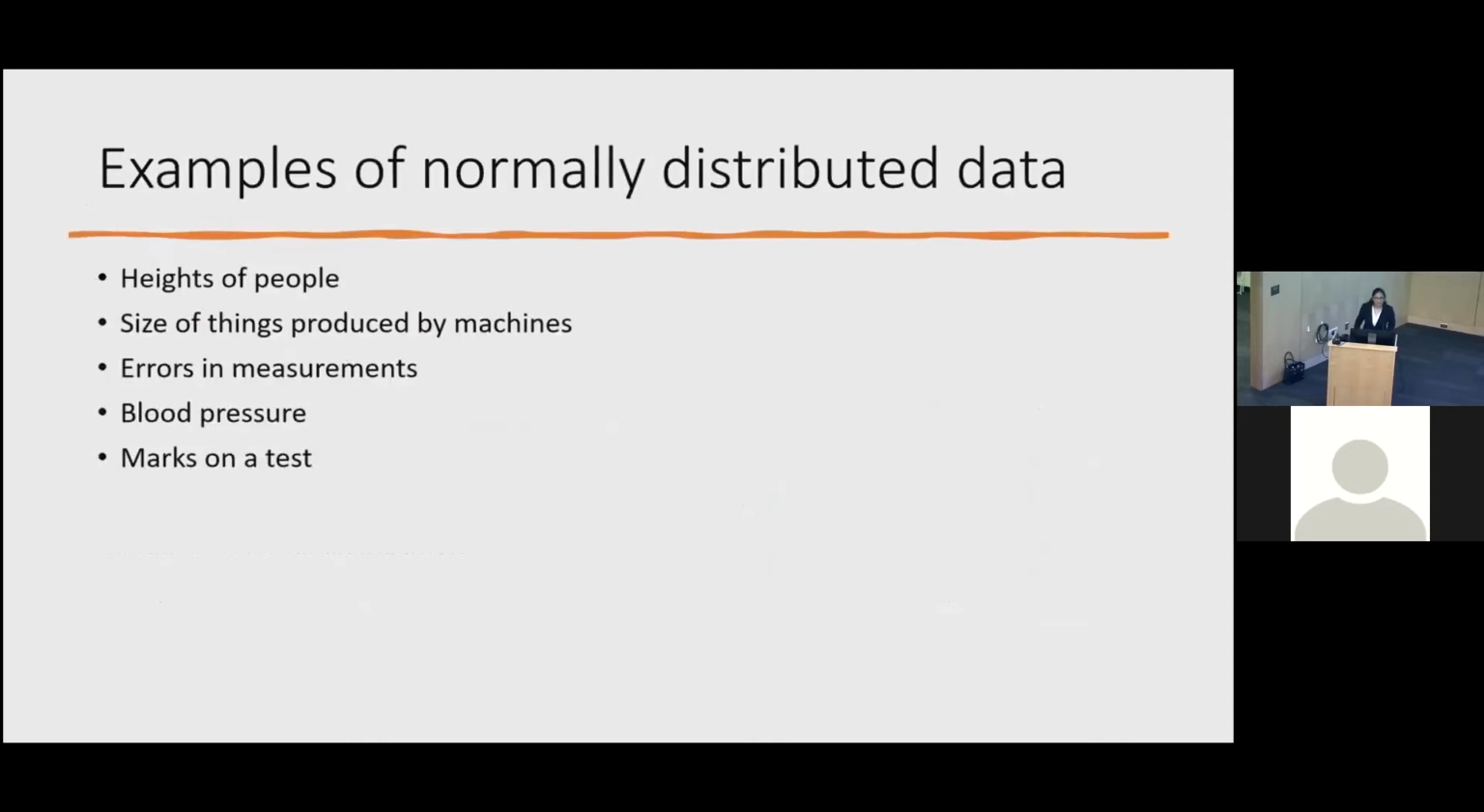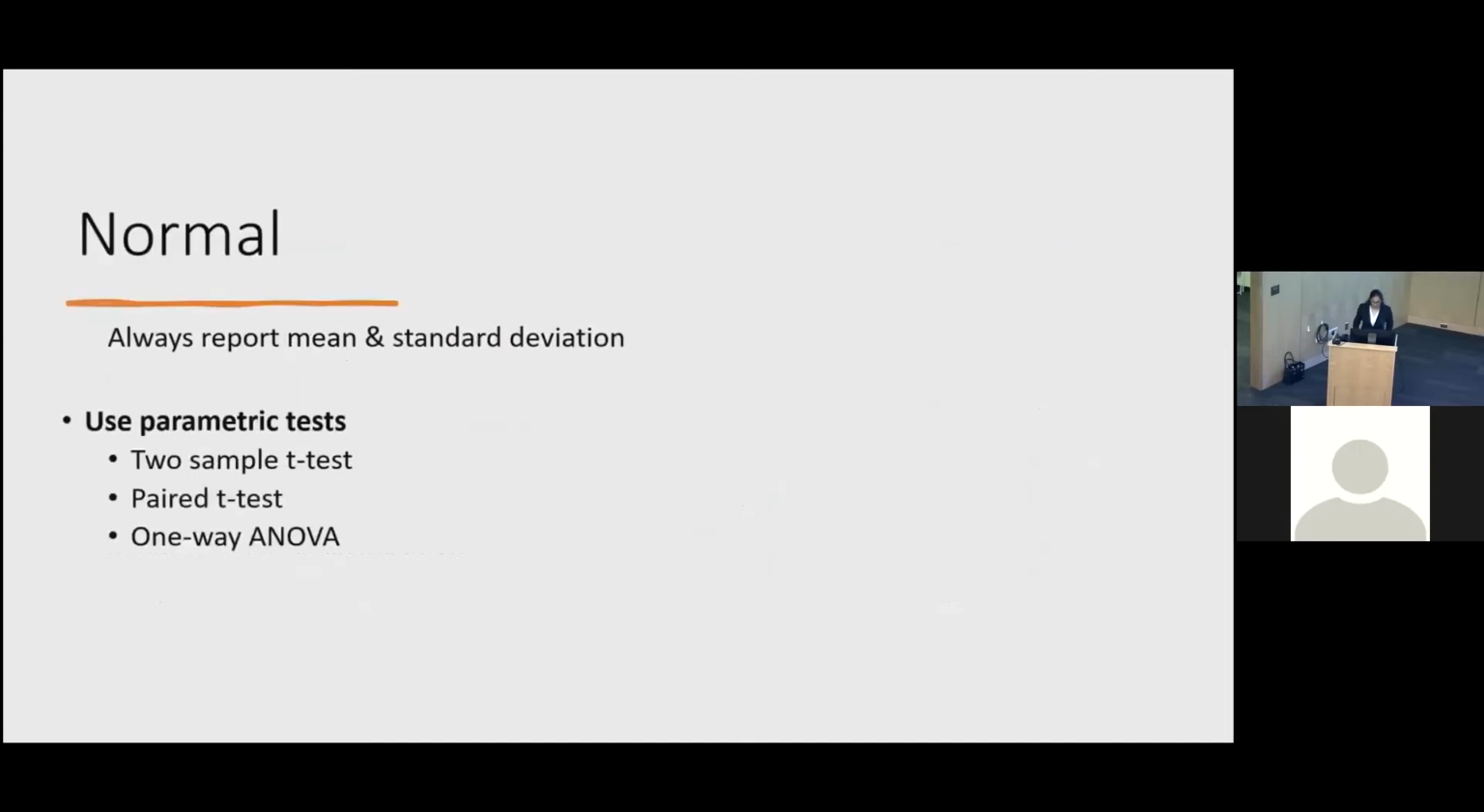These are some examples of normally distributed data: heights of people, size of things produced by machines, errors in measurements, blood pressure, marks on a test, etc. When your data is normally distributed, the best measure of central tendency to describe your data is reporting the mean and standard deviation. Also, parametric tests are your go-to test for measures of association when your data is normally distributed. I'm going to talk a little bit about a parametric test moving forward.